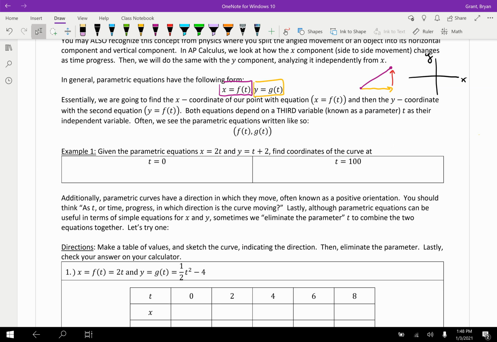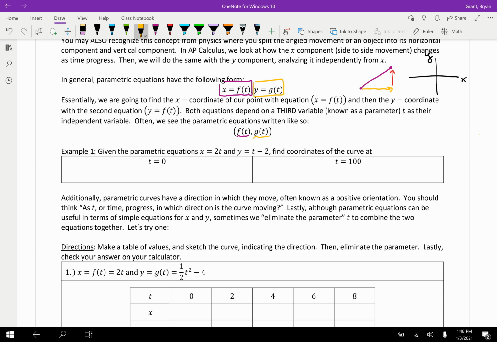Many times parametric equations are going to be written in parentheses like this, where you have one equation, comma, a second equation. Very, very common way. And actually, when we get to Desmos, Desmos requires you to input parametric equations that way. But for our first example, we'll see them separately.